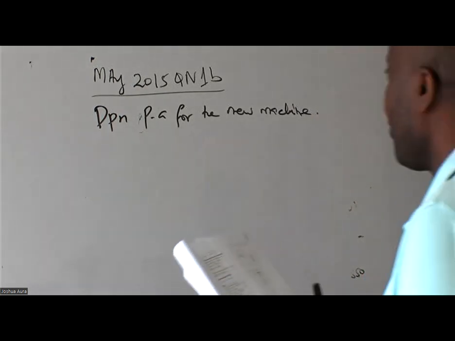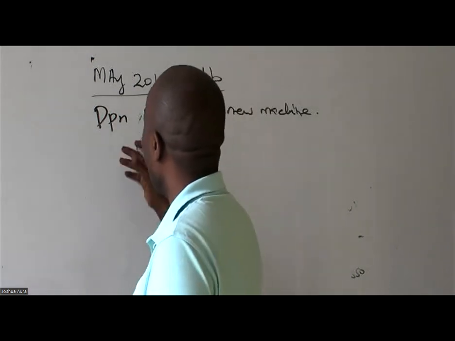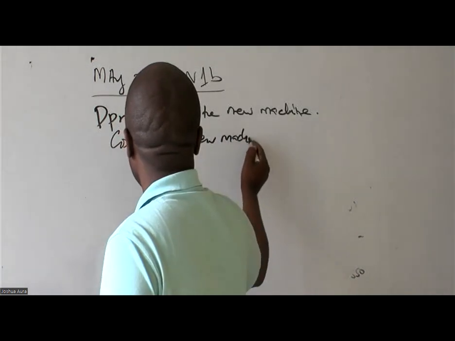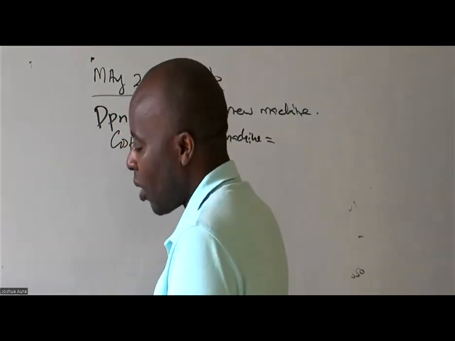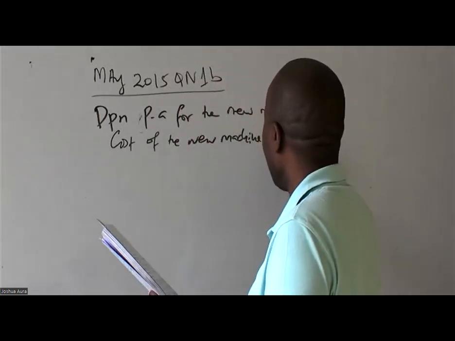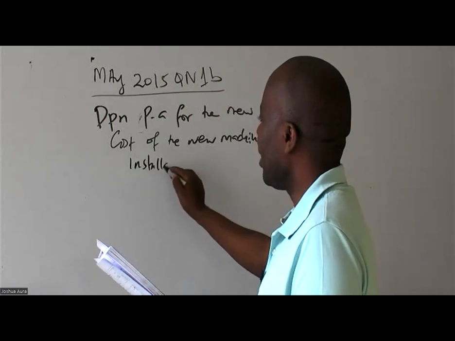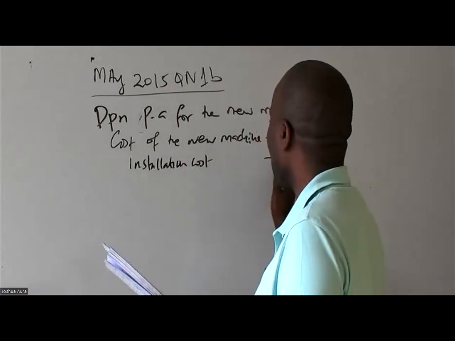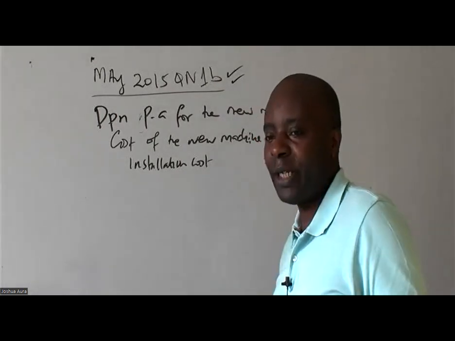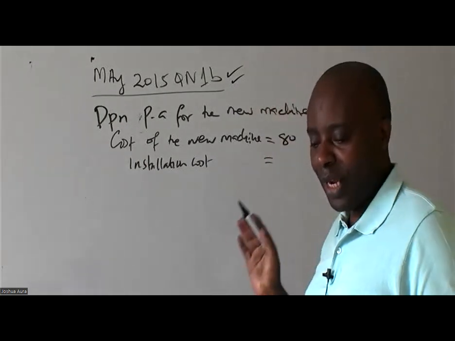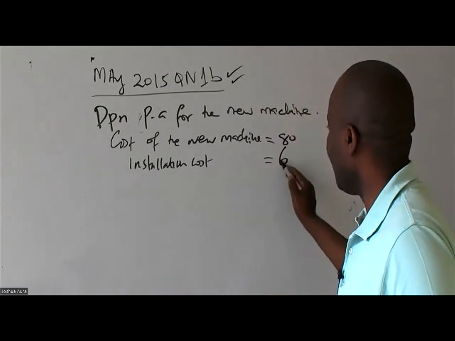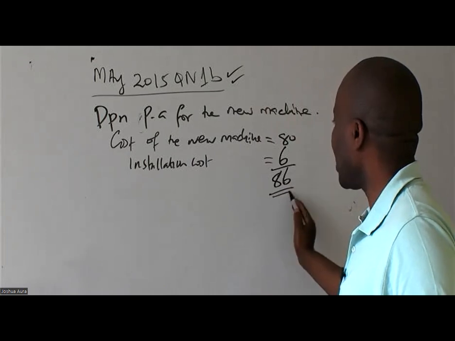Check this new machine. What is the cost of the new machine? The new machine will cost 80 million, right? But remember, there is an installation cost, which has to be capitalized. Installation cost of the new machine will amount to how much? 6 million, isn't it? So in total, the new machine will cost us 86 million.